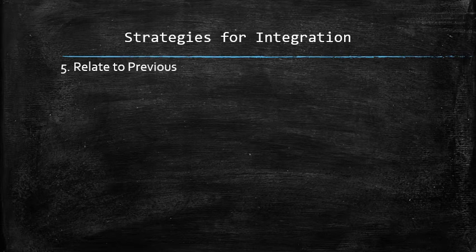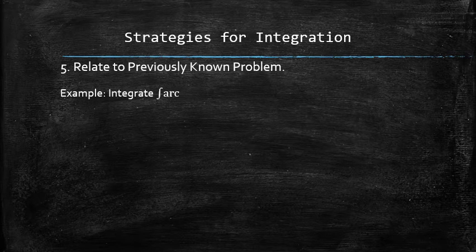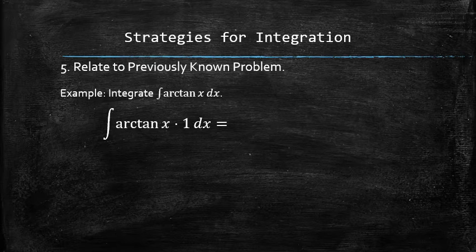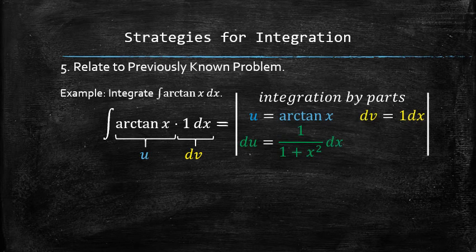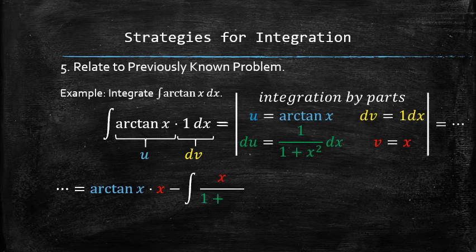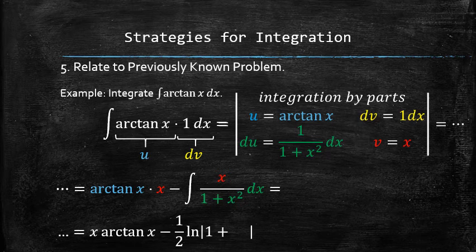In general, when dealing with unknown integrands, we try to relate the current problem to one of the previous problems that we already solved. Let's do an example. We rewrite the integrand as a product and choose u and dv, and integrate by parts by differentiating u to find du and integrating dv to find v. We apply the integration by parts formula and produce a new integrand, which we already know how to integrate.